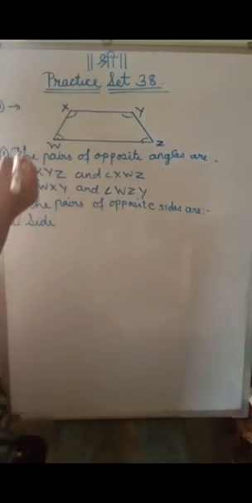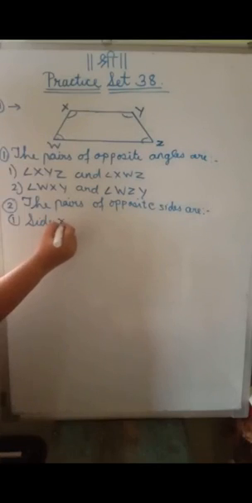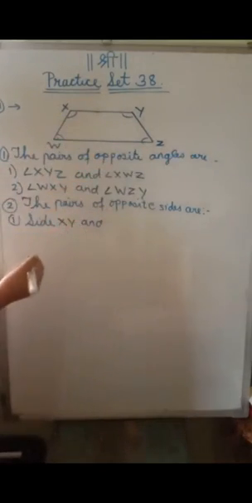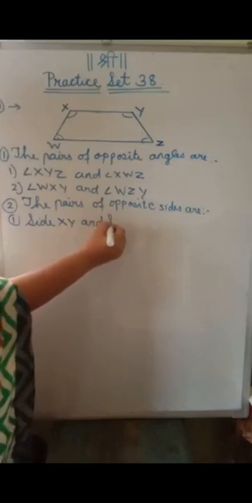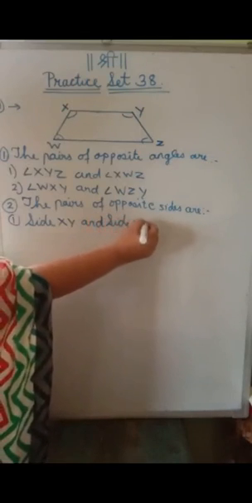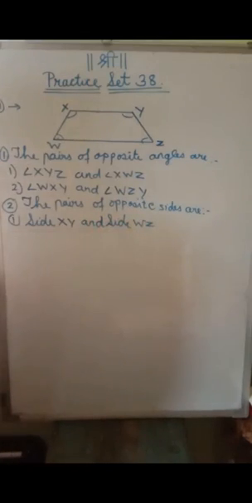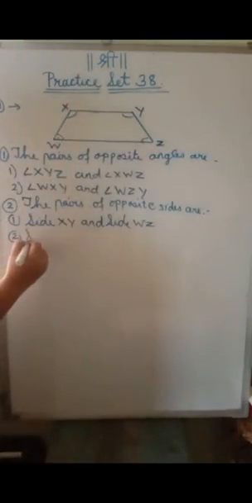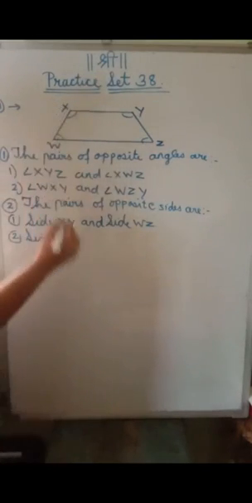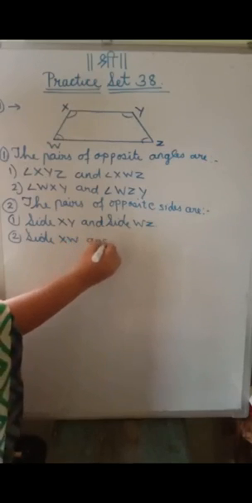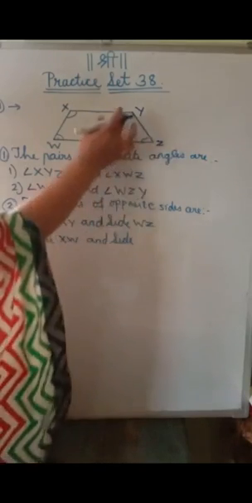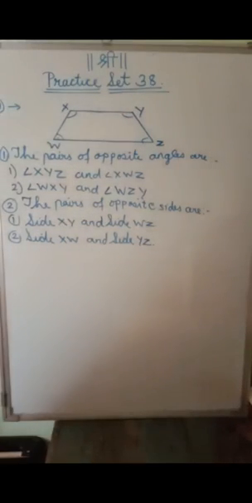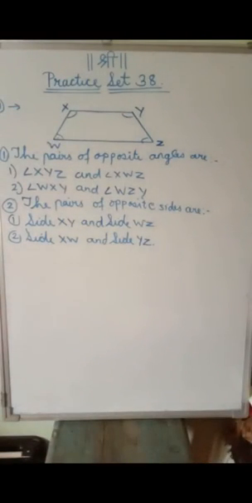Select any one side. Suppose I am selecting XY. Then write side XY. And opposite to that, XY's opposite is WZ, or you can write ZW. Anyway, okay. So side WZ. Understood? Don't forget to write this. Now this and this is over. Now this and this one. So we'll write side XW and side what? YZ. Okay. So in this way we again have two pairs of opposite sides.